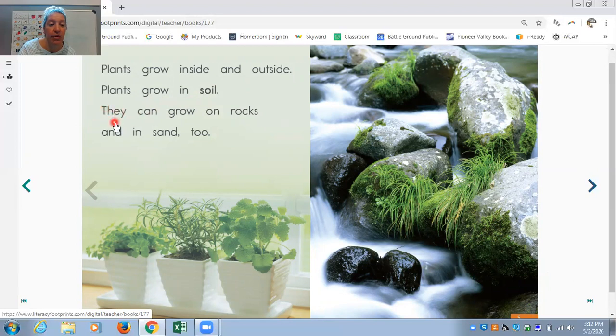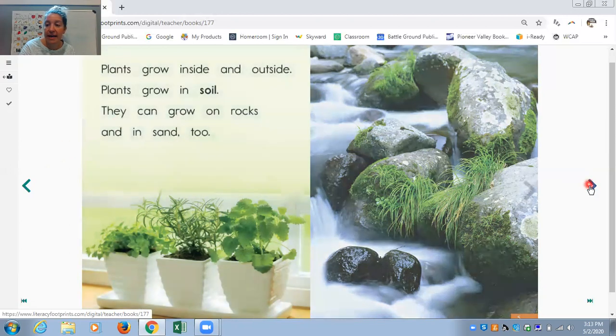Who remembers what that word is? If you know it, say it out loud. What's the word? They. They can grow on rocks and in sand too. So we just learned a few things about plants. If there's somebody in the room, I want you to share one thing about where plants grow. If there's nobody in the room with you, you can share it to the computer. All right. So I learned today that plants can grow on rocks. So they can grow in soil, on rocks, or in sand.